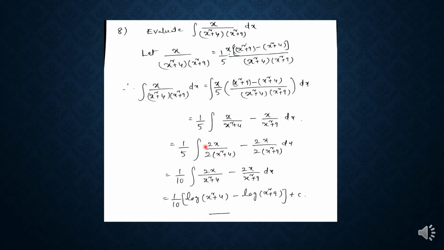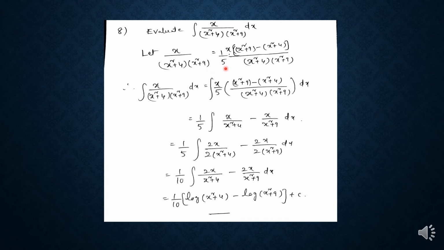Next problem, the 8th one. Evaluate integral x by x square plus 4 into x square plus 9 dx. So here the given integrand is x by x square plus 4 into x square plus 9.